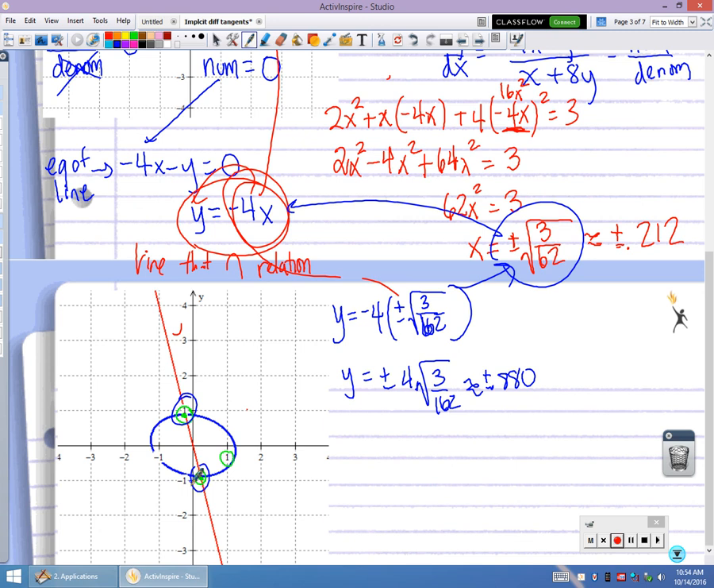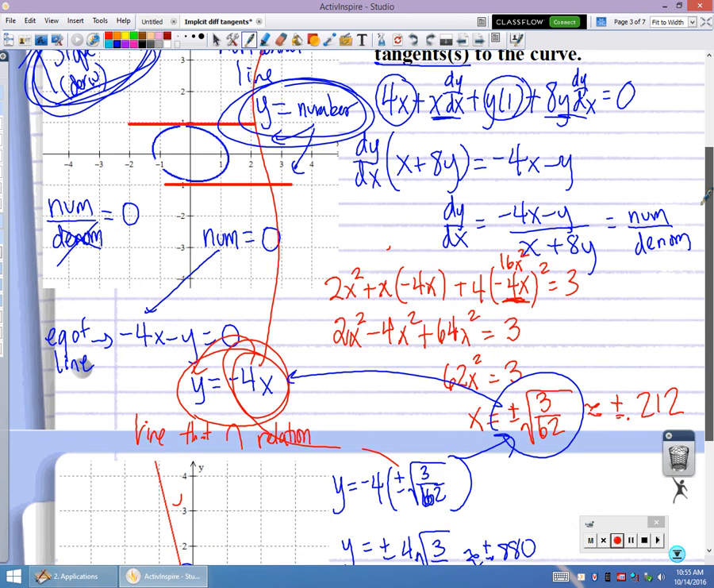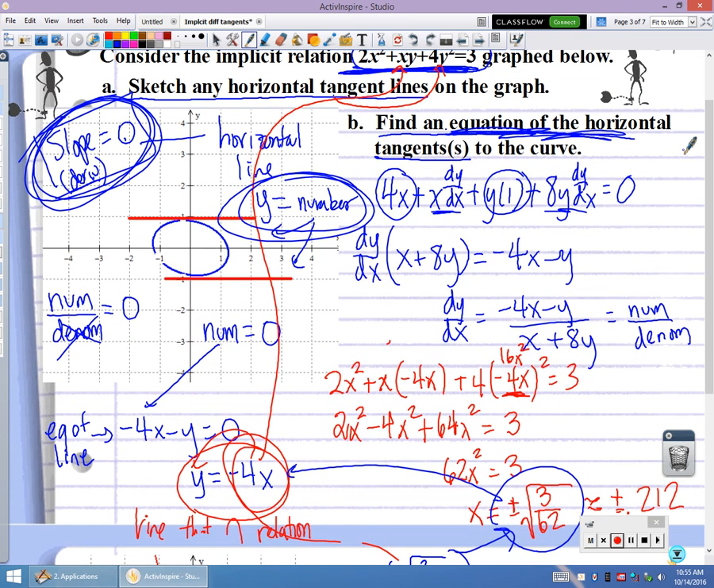Now, I realize there's a lot of algebra in here, which means that you're going to need to do a lot of practice to get these skills down. It's not difficult. It's just really more tedious than anything else.